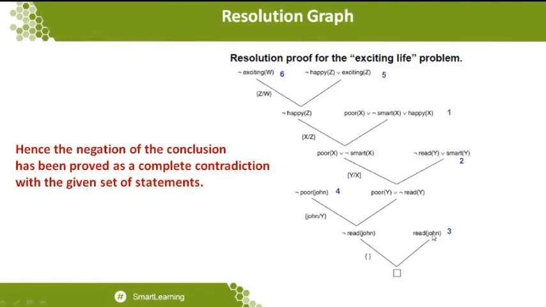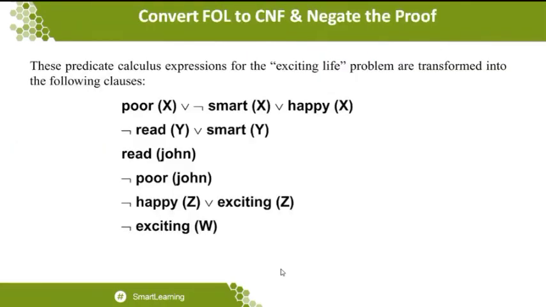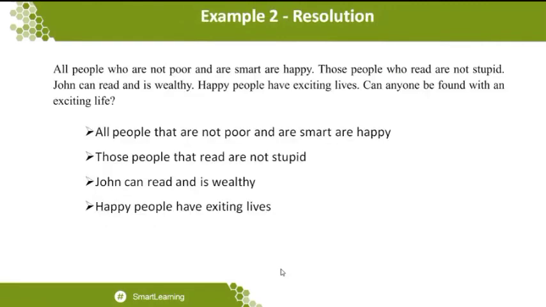Now for read of John, we have a specific statement that will be taken, and we get a null, which means it is true. So it is a complete contradiction statement. Then what we can conclude from the statement is: can anyone be found with an exciting life? Yes, it is available with an exciting life. So this is what we can conclude in the example of the resolution.